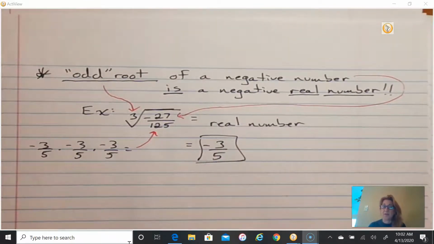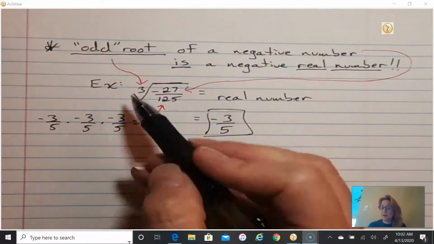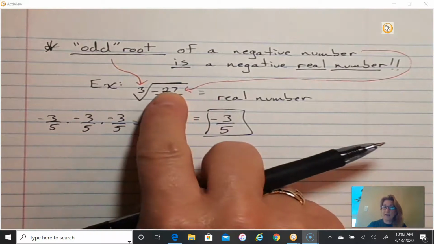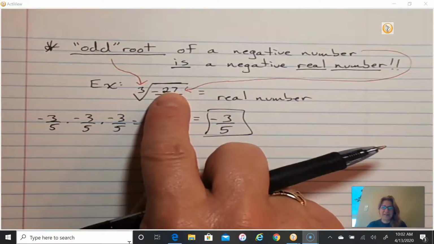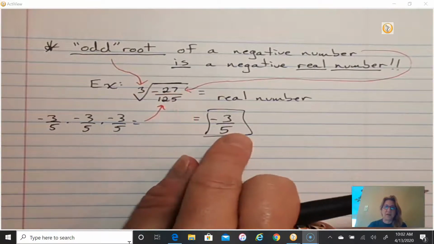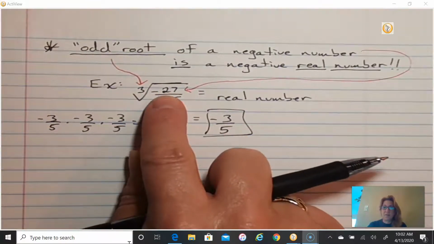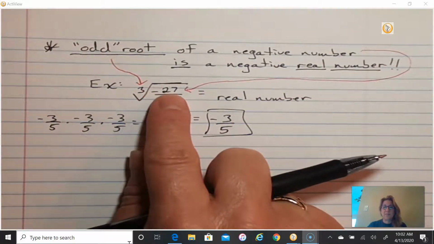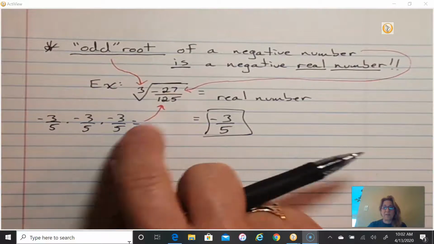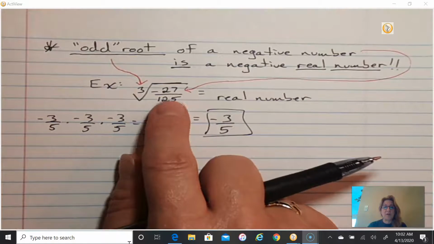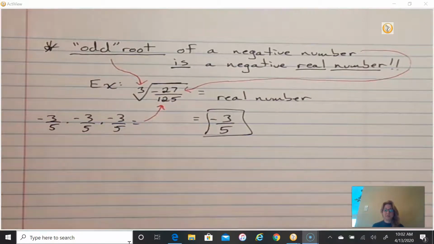You can use your calculator for that. You can put in the 3 as your root and then just put in 27, because you know if it's an odd root, then your answer is going to be negative. So you can just put the root of 3 with the 27 and it'll give you 3. And then go back and do the same thing with 125 and it'll give you 5. Seriously.